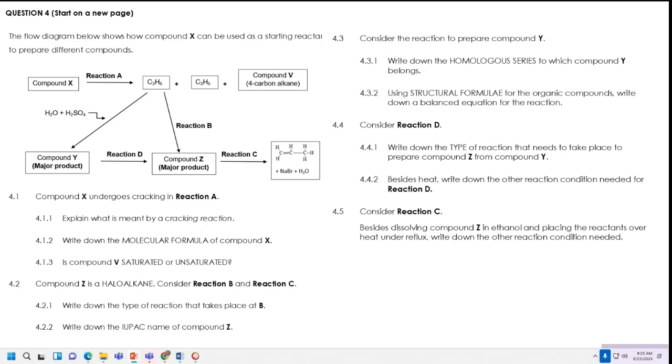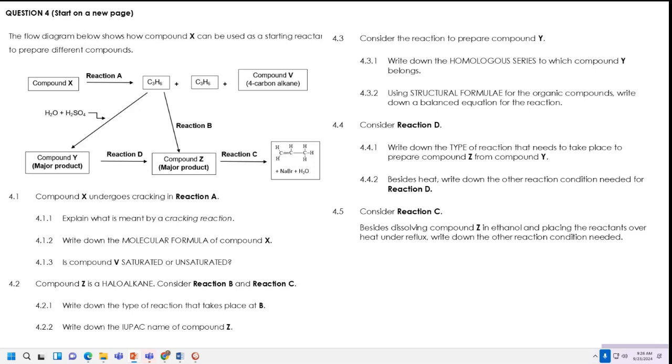The correct answer is: cracking is the chemical process in which longer chain hydrocarbon molecules are broken down into shorter useful molecules. Have you got that, Grade 12s? So cracking is where longer chain hydrocarbon molecules are broken down into smaller, shorter, more useful molecules. Please keep that in mind.